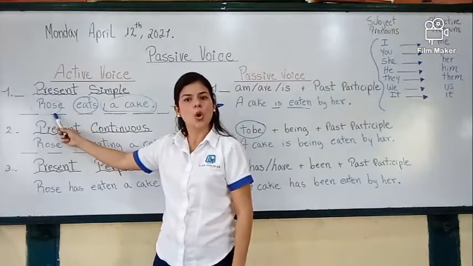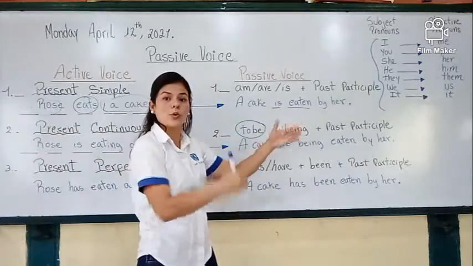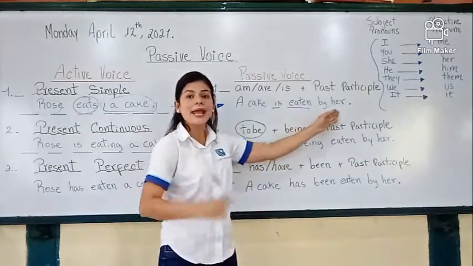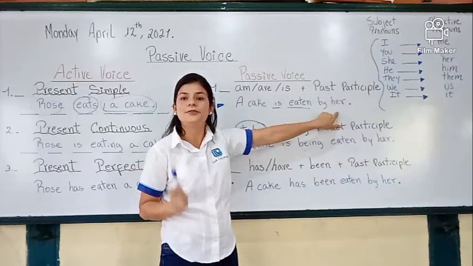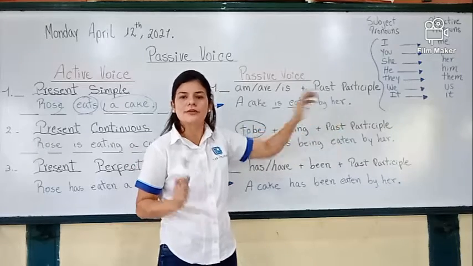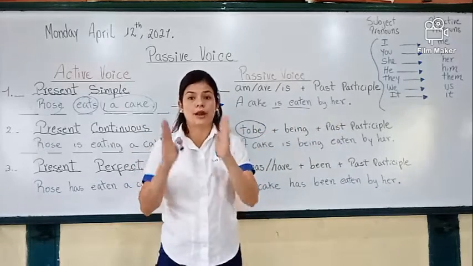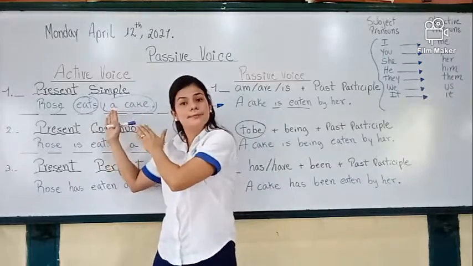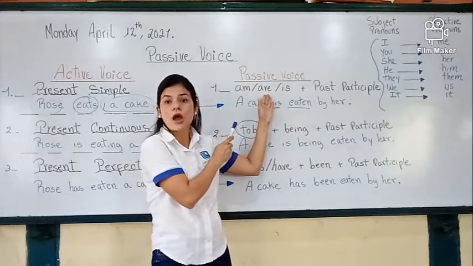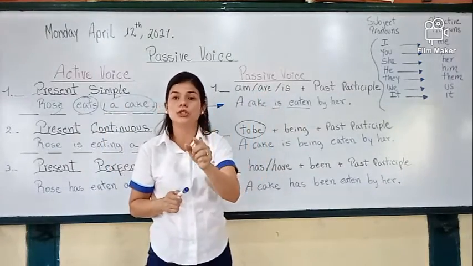Who is the subject? Rose. So in these sentences, we change the position. By her, so we are going to use objective pronouns. Alright? Remember, it's very important. If your active voice is in present simple, this is the grammar structure that you are going to use.